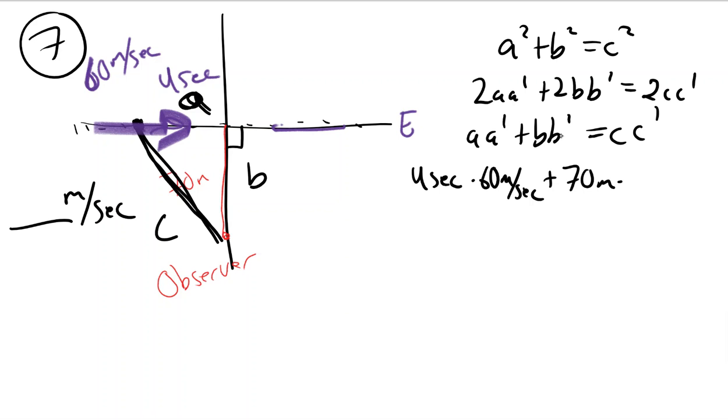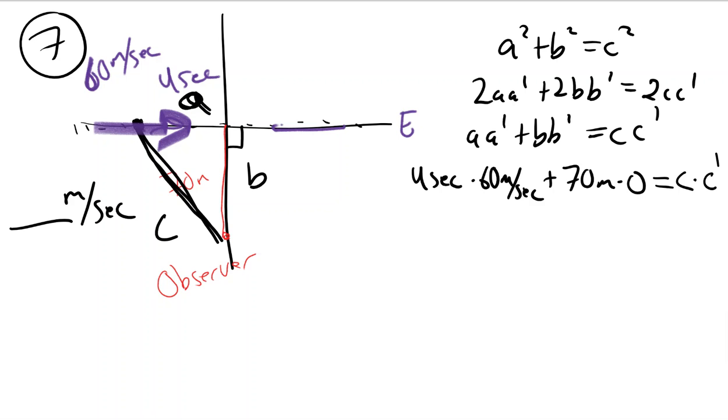Times the rate of change of B. Well, how is this length changing? Not, so that's a 0. These often have a 0 rate of change somewhere in there. C, I don't know this length, and C prime is the whole point of the question. How is this length changing with time?